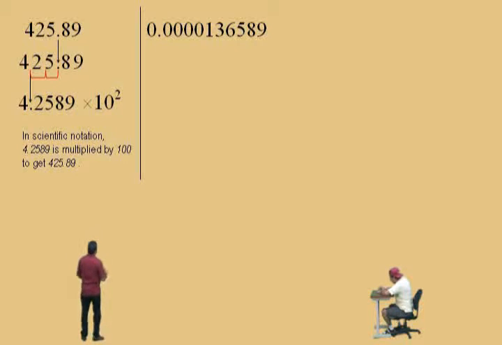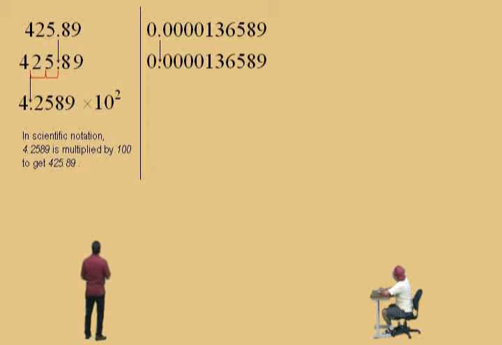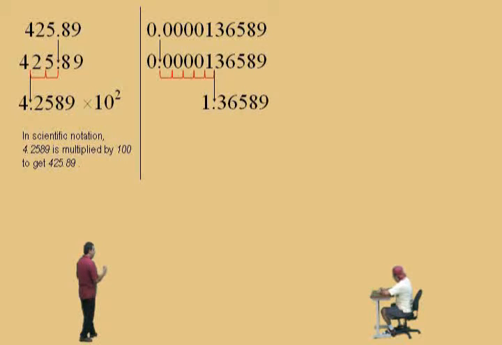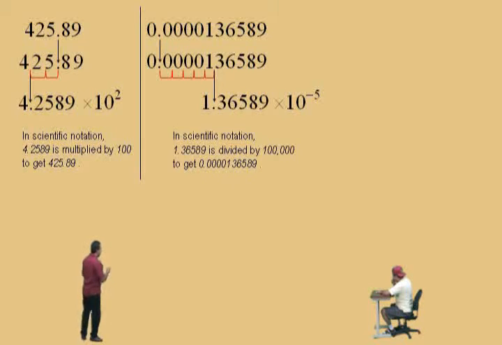So another one. Here's one right here. 0.0000136589. Here we have to move our decimal to get a number just to the left of it between 1 and 10, or equal to 1. Notice here we have to move it 5 times to get 1.36589. The decimal was shifted 5 places, so here we need to multiply by 10 to the negative 5, because that will move the decimal to the left. So we see that 1.36589 times 10 to the negative 5th is divided by 100,000, which is 10 to the negative 5, to get that decimal number up there.